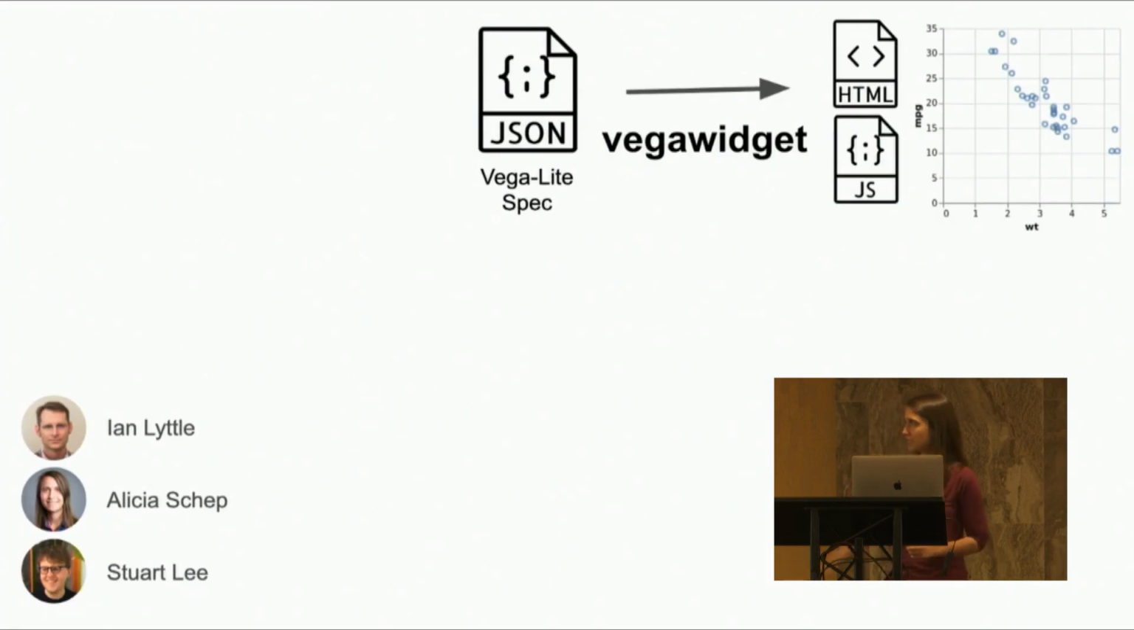So vegawidget just takes a JSON spec and then uses the htmlwidgets package in R to turn it into a plot. And this was primarily developed by Ian, who actually, at this very minute, is giving a talk in another room, which is kind of unfortunate timing. He's a really smart, very nice guy. You should go find him and talk to him if you're interested in any of this stuff. Myself and Stuart Lee helped with some of the JavaScript functionality in this package.